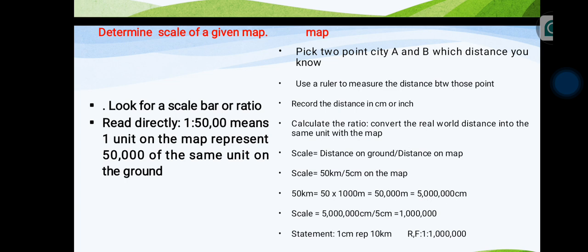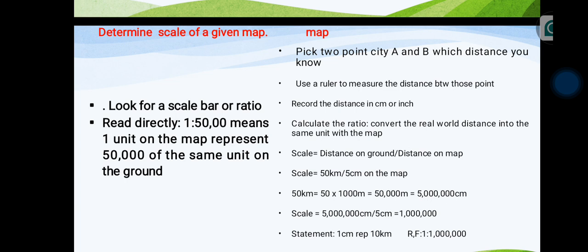Don't forget, in the previous class, when you see a scale that is a ratio, it means they are in the same unit. 1:50,000 means one unit on the map is the same unit on the ground. That is to say, 1 centimeter on the map represents 50,000 centimeters on the ground. That is how to determine scale on a given map.